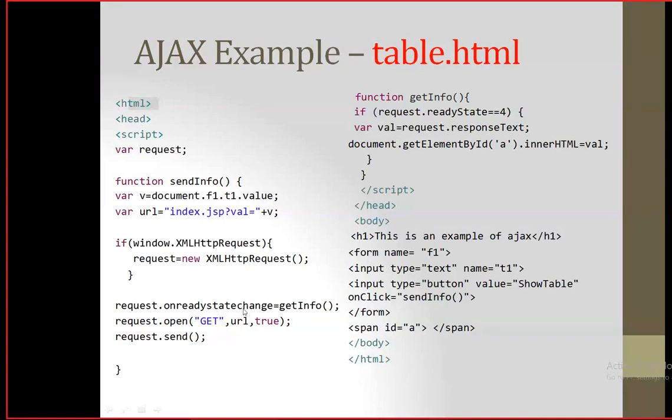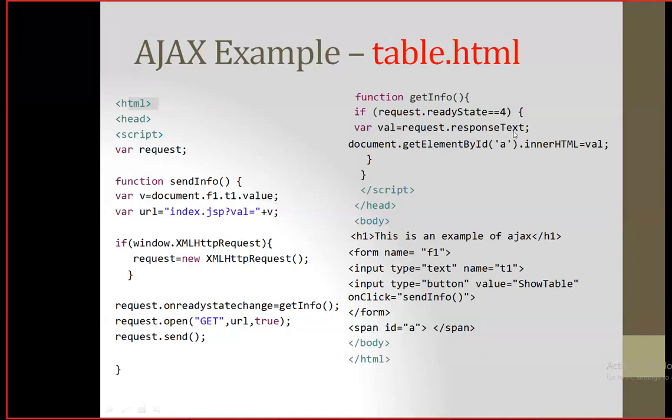Once the state is changed, we verify whether the state is 4 or not. What this 4 suggests is that the XML HTTP request that we sent has received a response. That is the constant assigned for that state of the request object. Once it is 4, we are again going to take the response that has come. responseText is the property which is used.